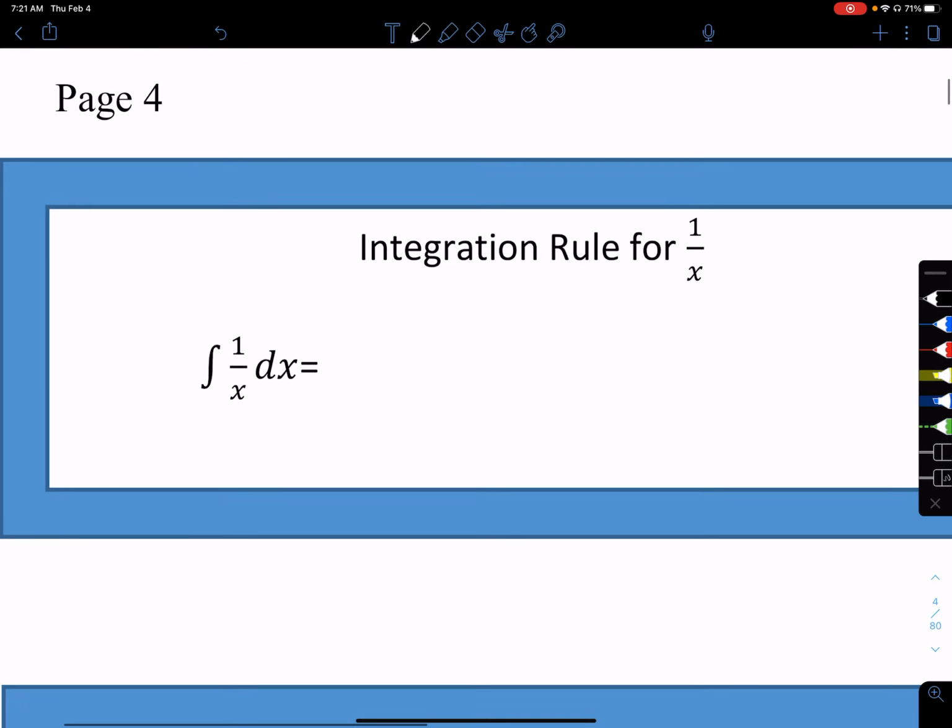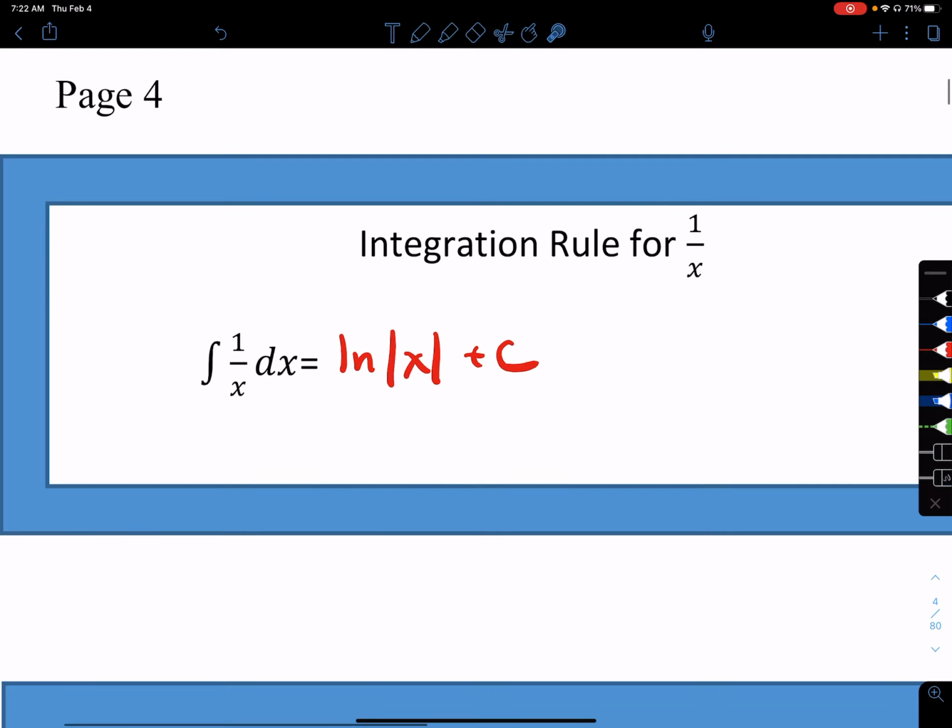Integration rule for 1 over x. Can you think back when we were doing derivatives? Whose derivative gives us 1 over x? It's 2 different things that give us that. Natural log of x and natural log of negative x. Therefore, integrating 1 over x with respect to x is going to equal natural log of the absolute value of x plus c. Absolute value, because whether x is positive or negative, it gives us the same answer each time.